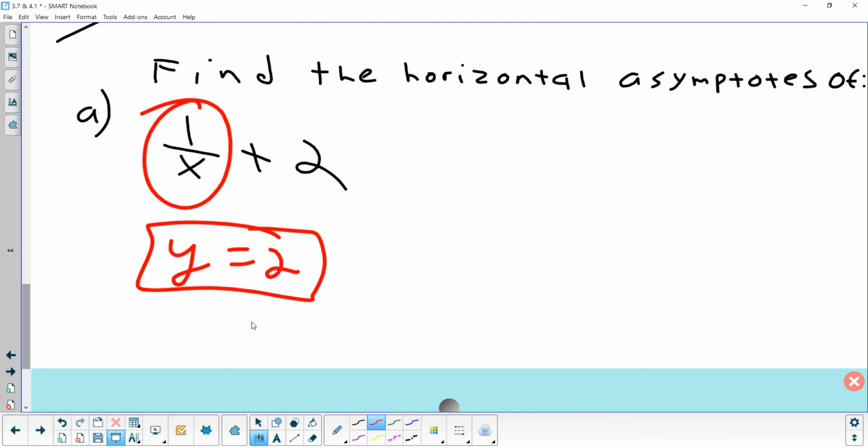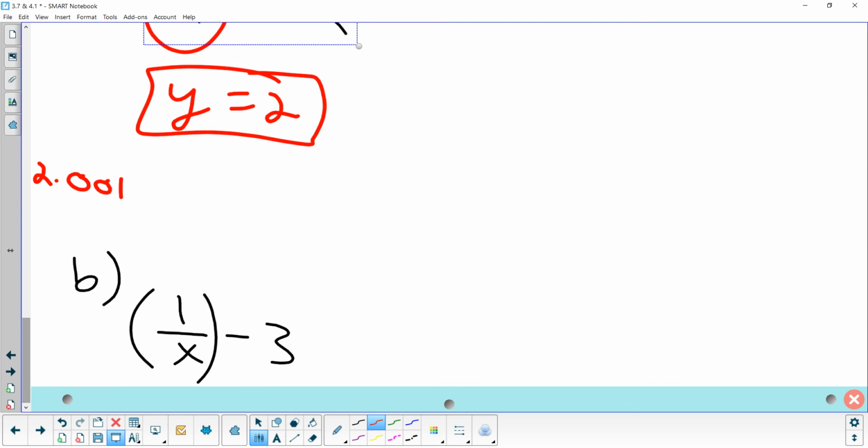Or just think about it algebraically. Plug in a big number for x. Plug in 1,000. 1 divided by 1,000 is 0.001. Plus 2 is 2.001. If you plug in 1,000,000, you're going to have 1/1,000,000 plus 2. Very, very close to 2. So you're getting very close to 2.